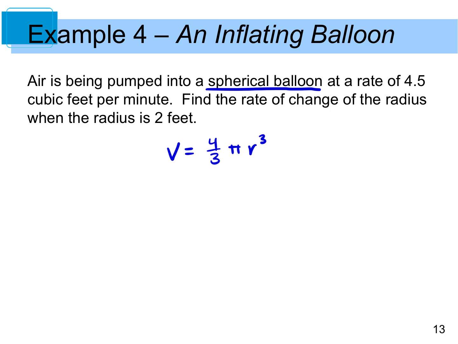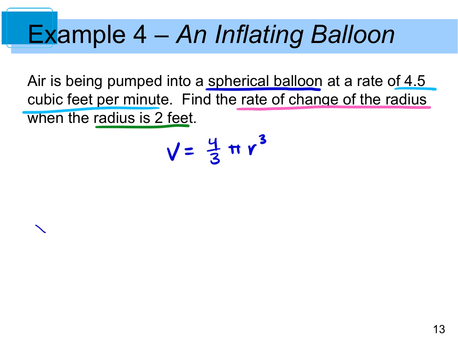Air is being pumped into a spherical balloon at a rate of 4.5 cubic feet per minute. Find the rate of change of the radius when the radius is 2 feet. I would recommend finding the derivative to see what variables you have, and then figure out what's what. So figure out what are we plugging 2 into, what are we plugging 4.5 into.